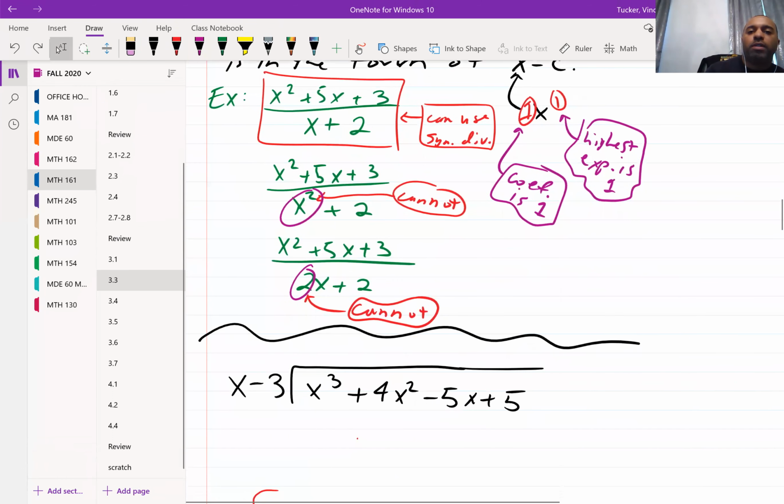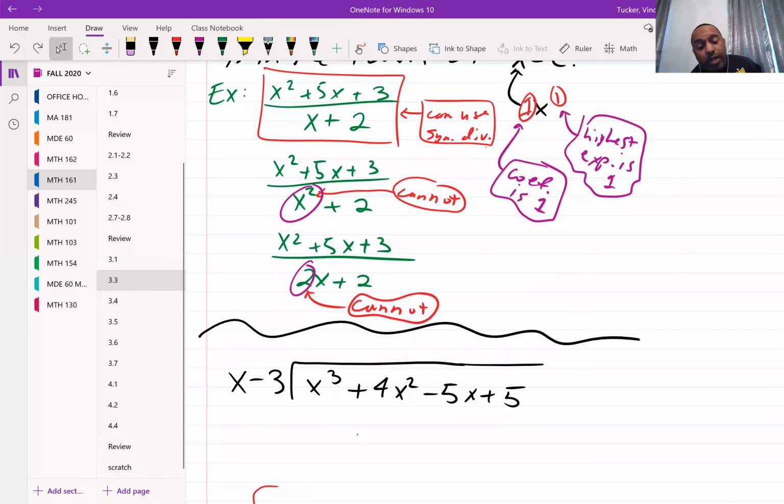All right, so let's try the synthetic process out. So we're looking at x minus 3. We're dividing that into x cubed plus 4x squared minus 5x plus 5. All right, so that's the problem right there.